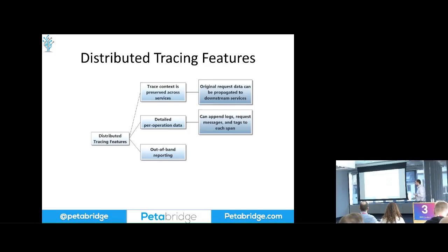The next really big feature of distributed tracing is that all of the reporting happens out of band.